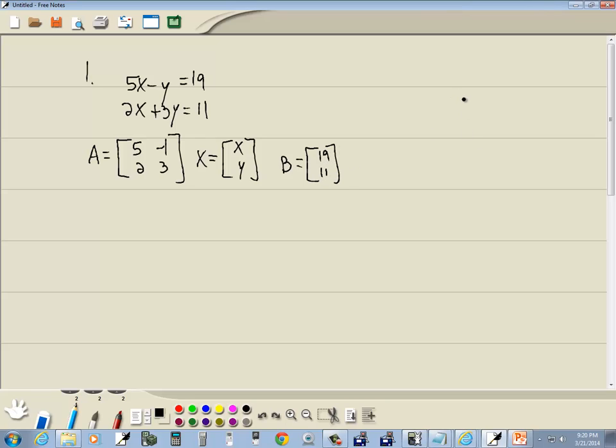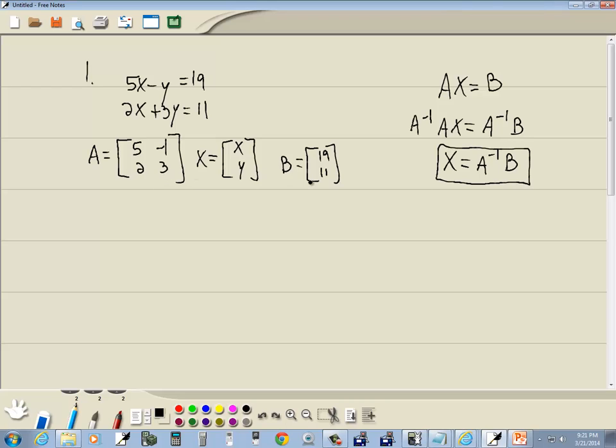Now, if we have it broken down in this manner, we'd have AX is equal to B. Now, to solve for X, we would multiply both sides by the inverse of A. Multiplication is not commutative in this, so if I put the inverse of A in front here, I have to put it in front over here. Now, the inverse of A times A gives you the identity matrix, and the identity matrix times X just gives you X. And then we'd have this. So this is how we're going to enter it into our calculator.